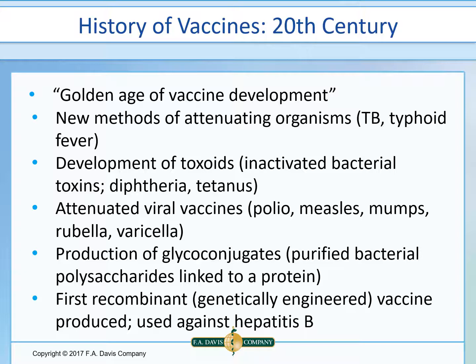An important development in the last part of the 20th century was the use of purified polysaccharides to treat bacterial infections. These vaccine preparations were developed that prevent diseases such as meningococcal meningitis, pneumococcal pneumonia, and Haemophilus influenzae. These were as a result of production of glycoconjugates. The last part of the 20th century also saw the development of the first recombinant vaccine used against hepatitis B.